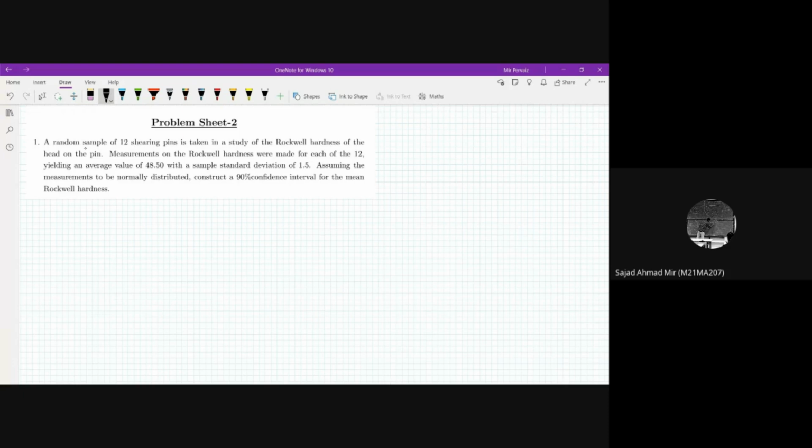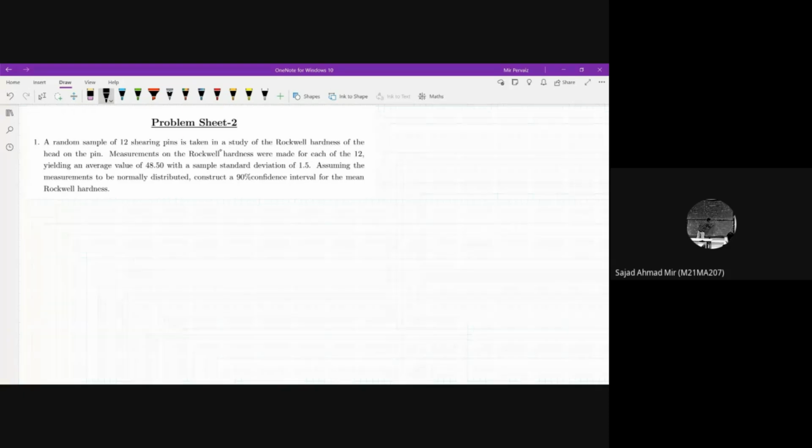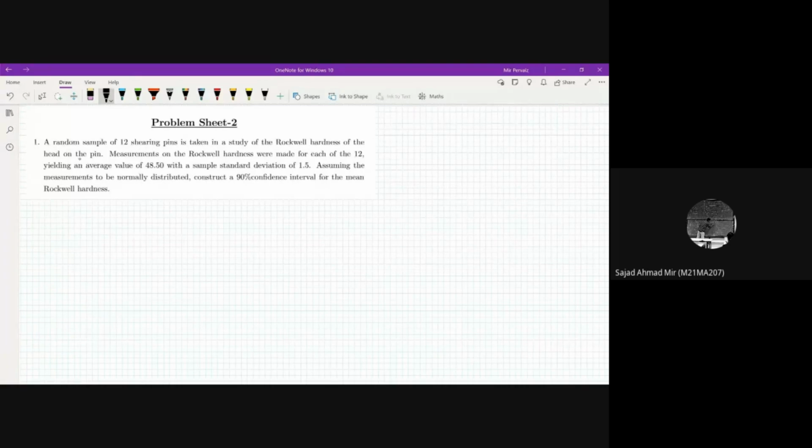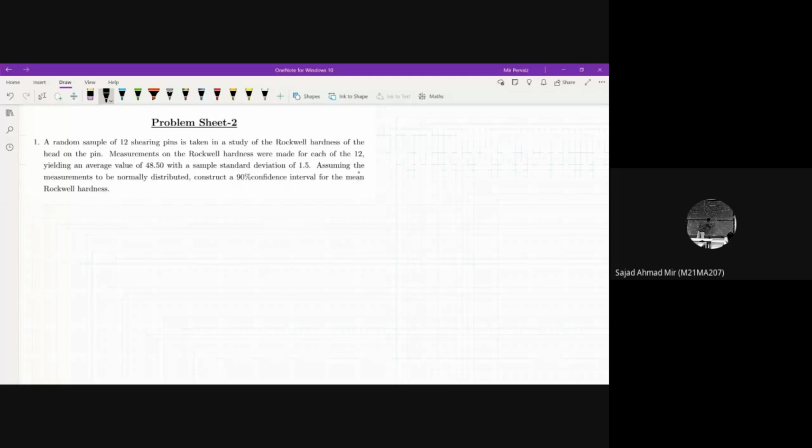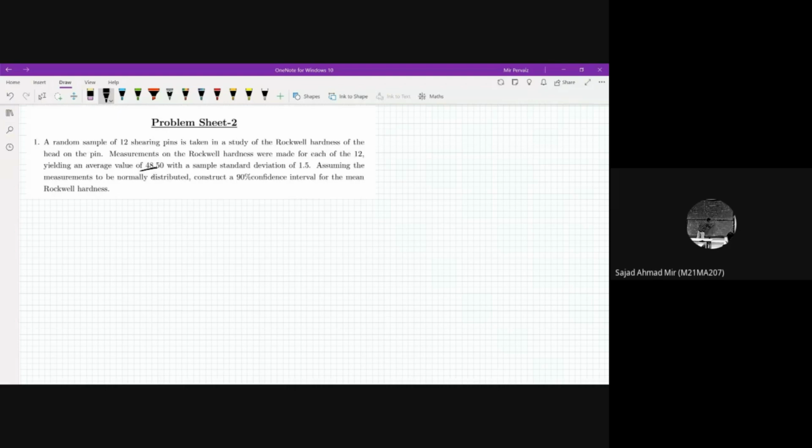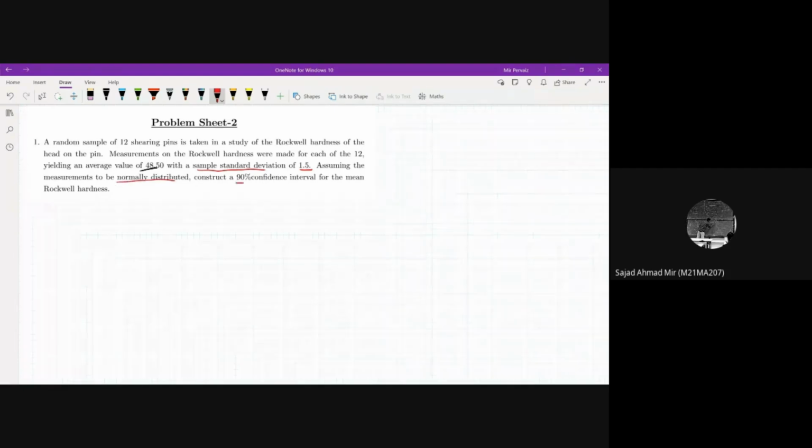We are given a random sample of 12 shearing pins taken in a study of Rockwell hardness of the head on the pin. The measurements on the Rockwell hardness were made for each of the 12 pins, and an average was calculated from the measurements, and there is also a sample standard deviation of 1.5. Assuming that the measurements are normally distributed, we have to construct a 90% confidence interval for the mean Rockwell hardness. So how will you solve this problem?